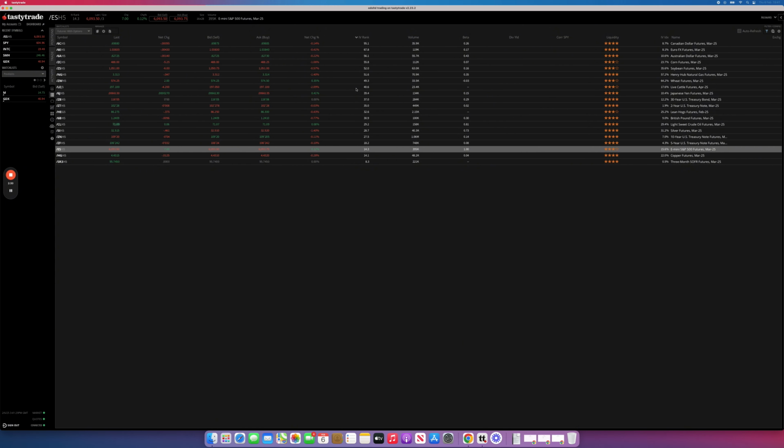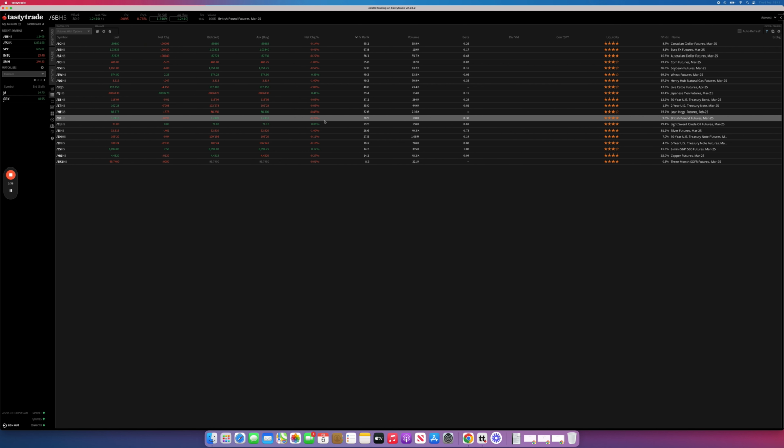So once you've got your watch list set up like this, you only really want to be looking at things that have an IV rank of at least 30. So our cutoff point on this specific watch list today is going to be at the British pound futures, which has an IV rank of 30.9. We don't want to look at anything below this.